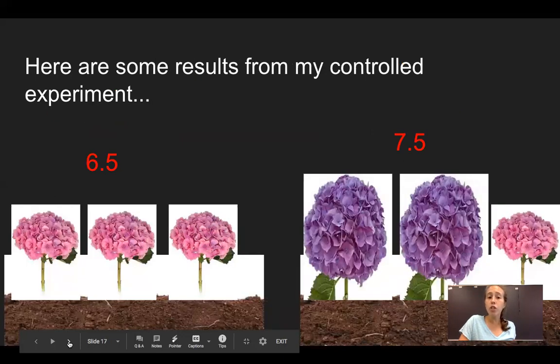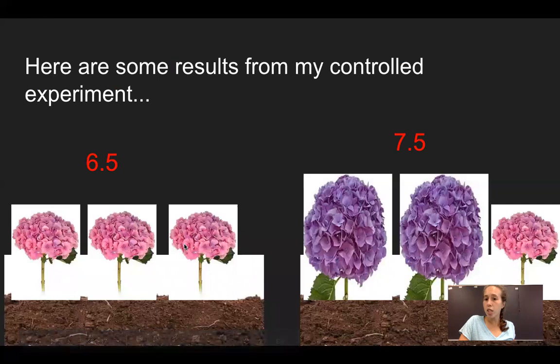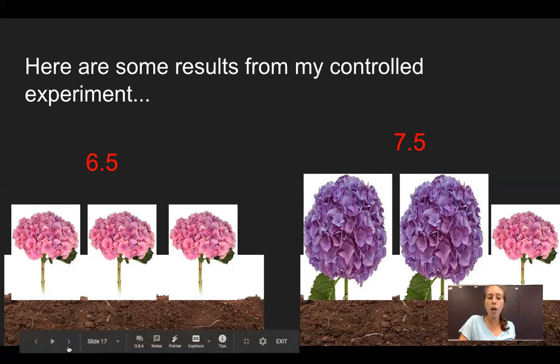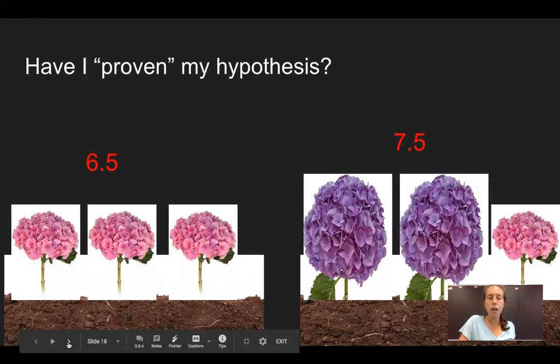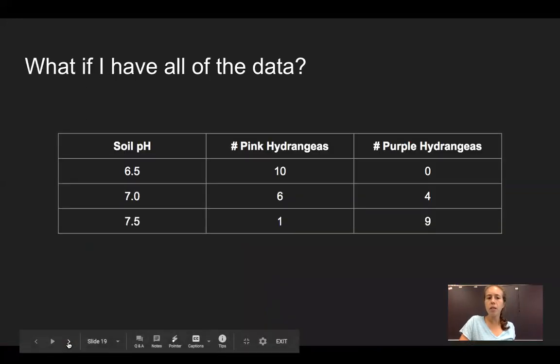So here are some of my results. In my 6.5 pH plot, I have 3 pink hydrangeas. In my 7.5 pH plot, I have 2 purple hydrangeas and 1 pink hydrangea. Have I proven my hypothesis? No, I have not proven my hypothesis, even if I have all the data.